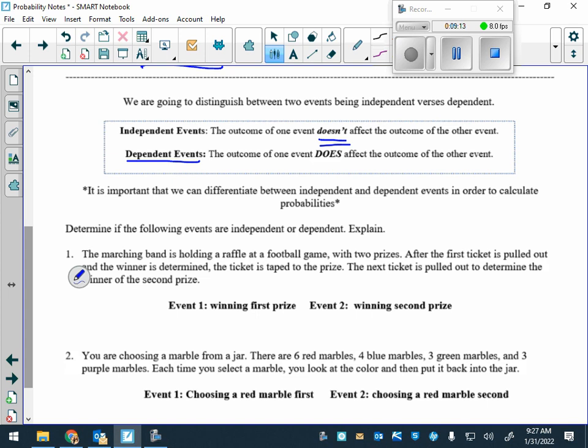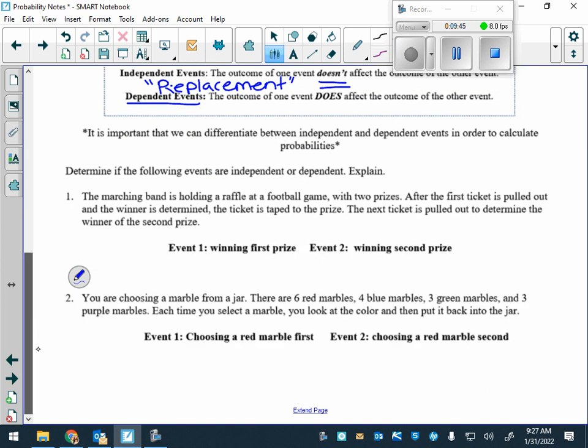So when you have some sort of replacement, keyword replacement, okay, then that's still an independent event because the total resets. Dependent is where it changes, okay? One affects the other. The first outcome affects the other. It is important that we differentiate between independent and dependent events in order to calculate probabilities. So, we're looking at these 2 scenarios.